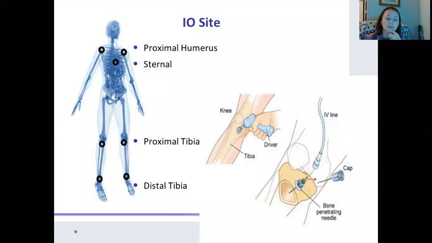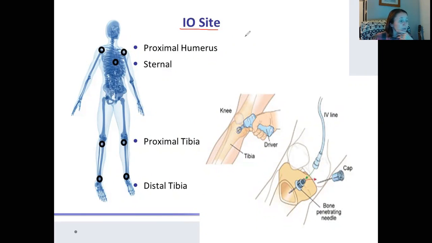All right, the last thing I'm going to go over right now in this video is I said I was going to go back to what IO was. So if you do not have an IV in place and your patient is pulseless and you need to be able to give some epinephrine or other life-saving medications or IV fluids, the next thing that we're going to do is start an IO, which stands for intraosseous, so inside the bone.